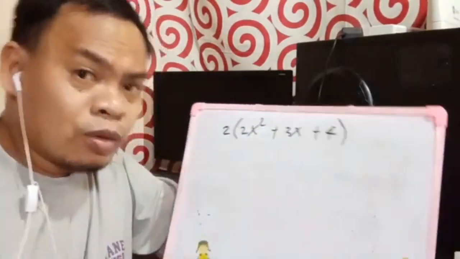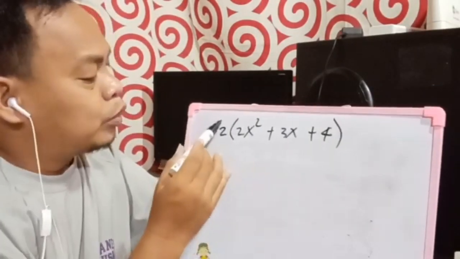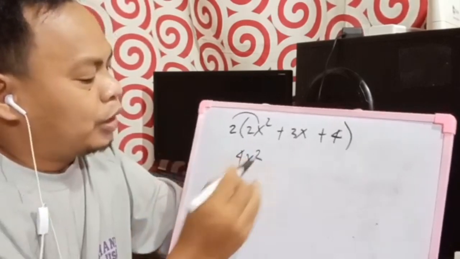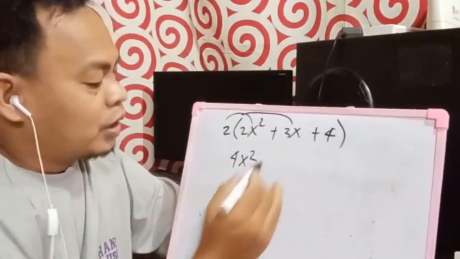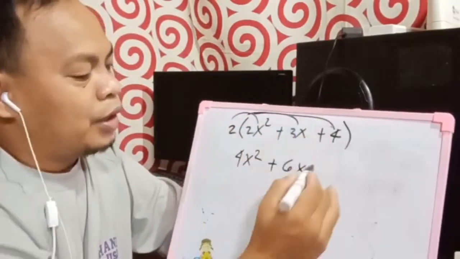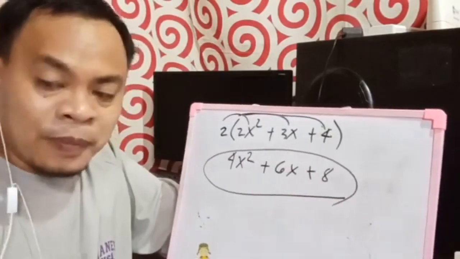So to check kung tama ba yung answer natin, we will multiply this one. So 2 times 2x squared, so that is 4x squared. 2 times 3x, so that is plus 6x. Then 2 times 4, so that is 8. Okay, so tama po yung answer natin.